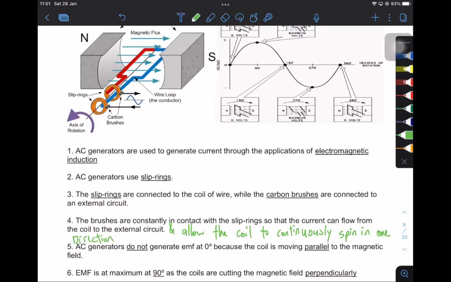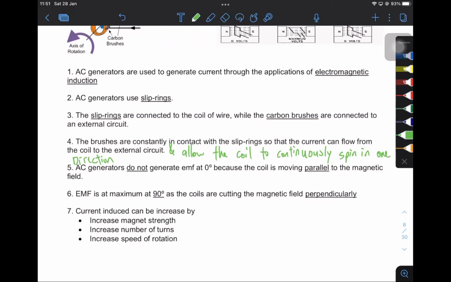Okay, everyone. Then obviously AC generators do not generate EMF at 0 degrees because the coil is moving parallel with the magnetic field. Keyword here, as long as the coil is moving parallel with the magnetic field, it will not generate any electricity. EMF is at maximum when it's 90 degrees because it is cutting the magnetic field perpendicularly. And obviously I can increase the EMF generated if I increase the strength of the magnet, increase the number of turns, and also increase the speed of the rotation.